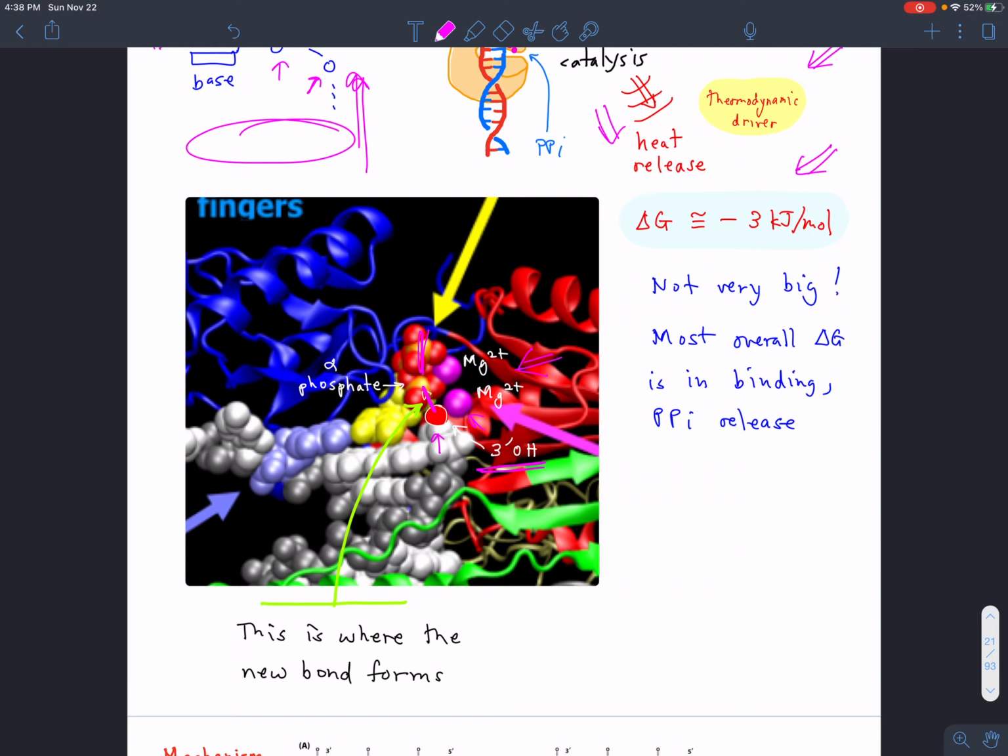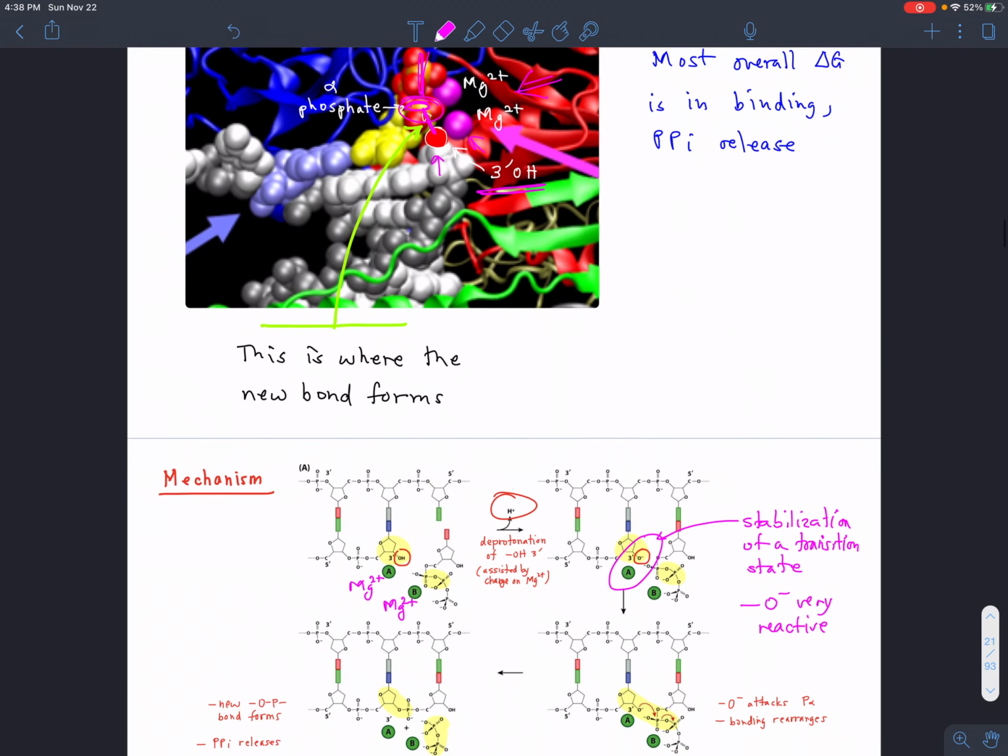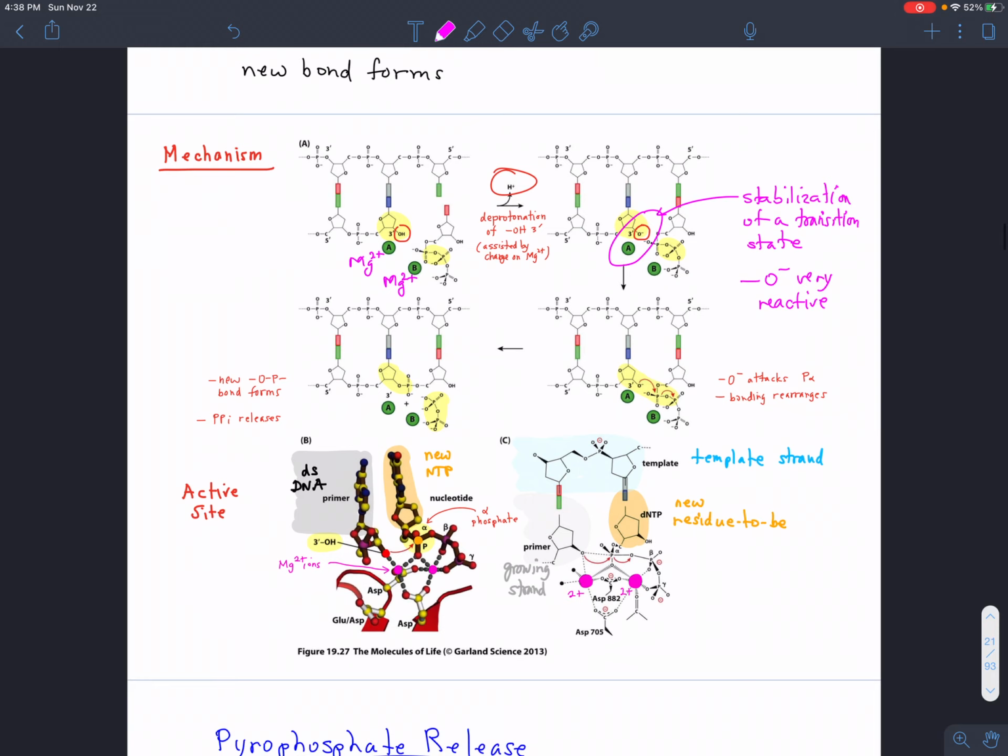So these things have to move a little bit, but it's very close. And there, yeah, this is the alpha phosphorus right there, and this whole thing is the alpha phosphate. All right, here's the actual mechanism. We won't spend too much time on this because this is now getting into the details and not really important for how the whole thing functions as a machine, but it's useful to see what the polymerase is now doing right at the catalytic step.